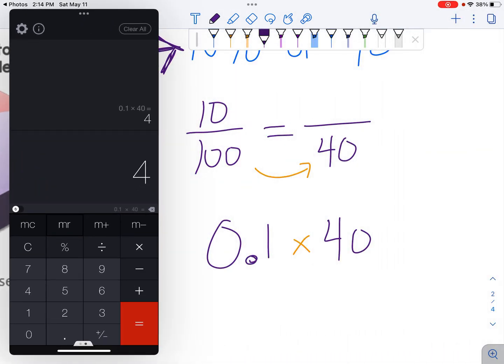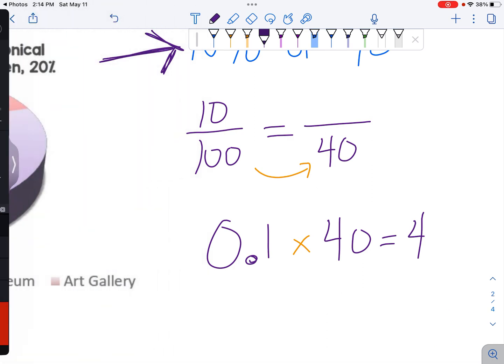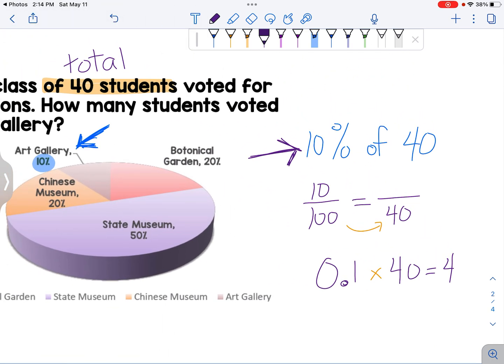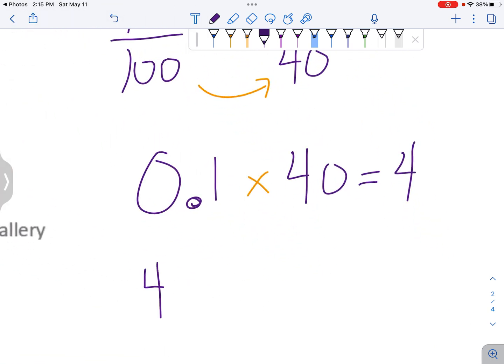So that's saying that 4 students want to go to the art gallery.